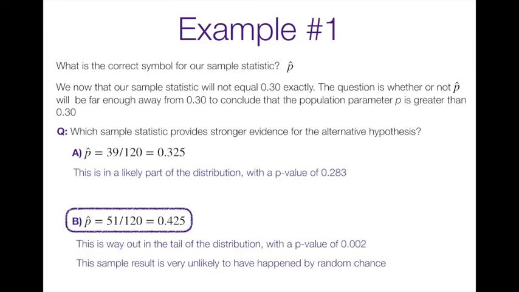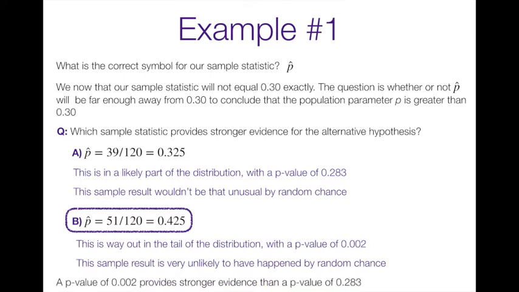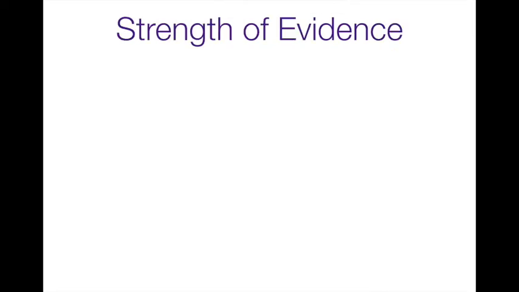But 0.325, that's actually in a likely part of the distribution. It's pretty much in the center, and it has a p-value of 0.283. That's not very unlikely, so it wouldn't be too unusual to see that just by random chance. Our takeaway here is that a p-value of 0.002 is providing stronger evidence than a p-value of 0.283. Which leads us to a rule. The smaller the p-value, the stronger the evidence against the null.